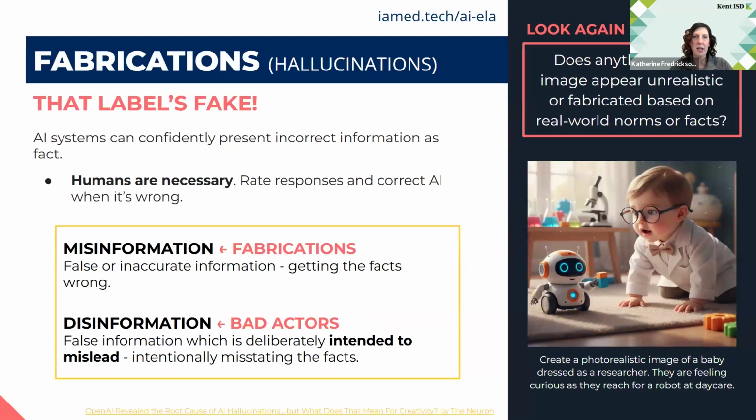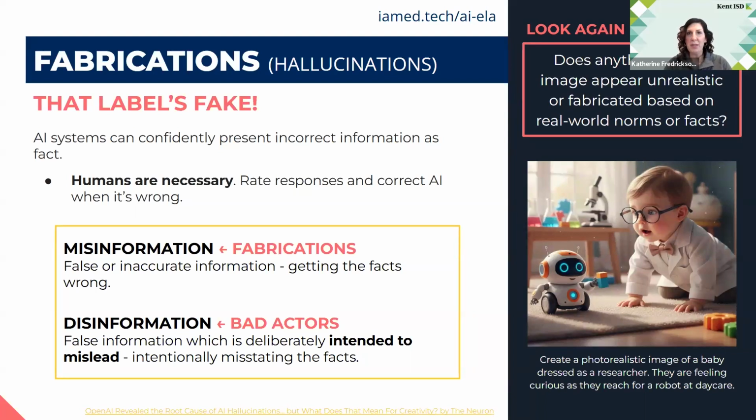The next slide also talks about fabrications, often also called hallucinations. And we're very necessary in rating those responses and correcting when it's wrong. And a lot of this information comes to us as misinformation, and that is false information. It's not deliberate, it's just they're uninformed. They're just getting the facts wrong. Disinformation, however, is deliberate, and that's when they're trying to mislead you. And so yes, when those outputs come out, just making sure that you rate those responses.